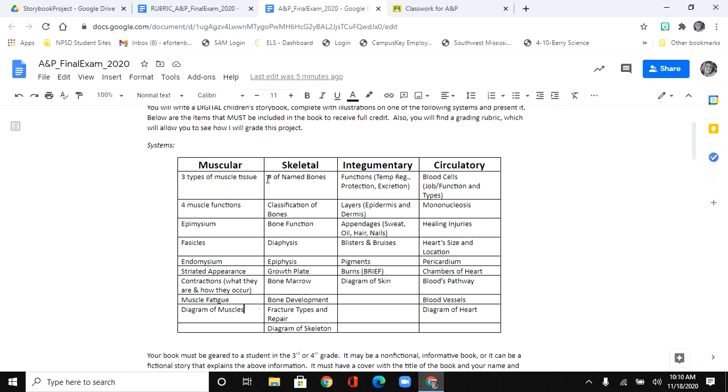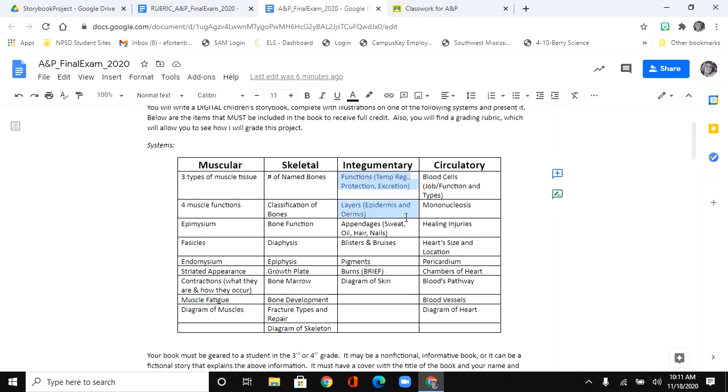If you do the skeletal system, these are your topics. You will tell me the number of named bones. You will talk about the classification of bones. You will do bone function. You're going to talk about the diaphysis and the epiphysis. You're going to discuss the growth plate, bone marrow, bone development. Then you'll talk about fracture types and repair. And finally, you'll include a diagram of the skeleton. So these would be the topics that you would put in your book or the information you put in your book if you choose the skeletal system.